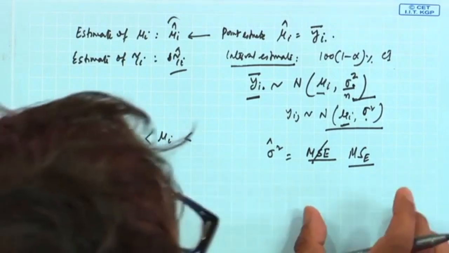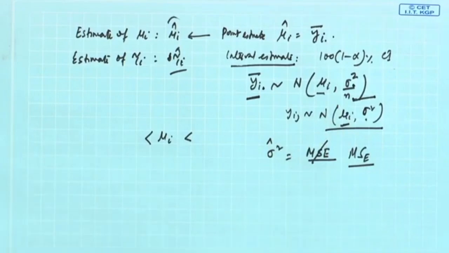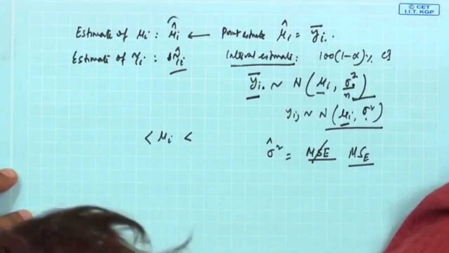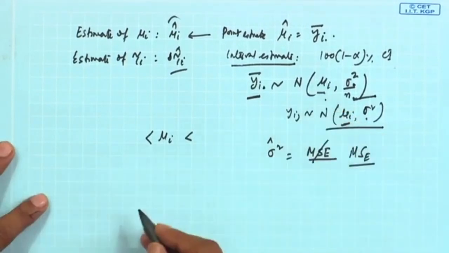So, please keep in mind MSE is an estimate of the variability of y across different levels. Okay. So, I hope that you understand it. Now, how to get it?